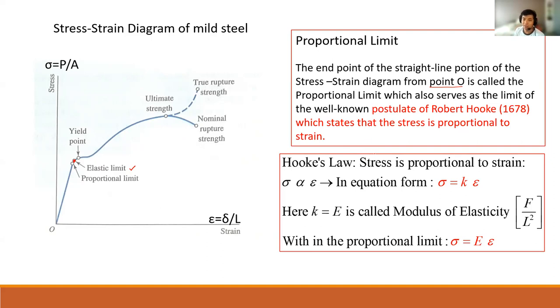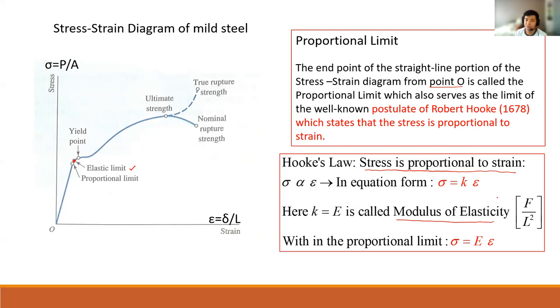Okay, so in Hooke's law, stress is proportional to strain. So going back to the proportional limit, that's why it's the proportional limit. That's how we call it. So in terms of strain, we have what we call the modulus of elasticity.